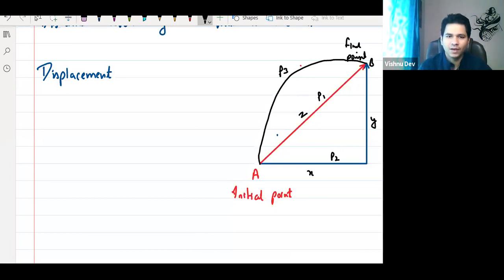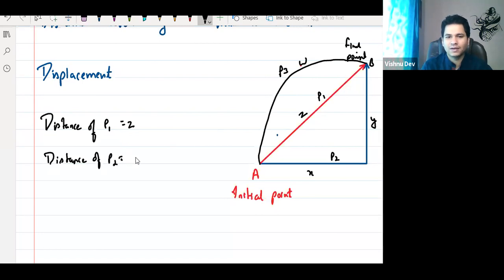No, again, I'm talking about distance. In this case, if I'm asking distance, you should ask me, sir, which path he is taking. Distance is all the three, yes or no? Distance of P1 is Z, and suppose this is W. What is distance of P2? Distance covered in path P2 is X plus Y. And distance covered in P3 is basically W.